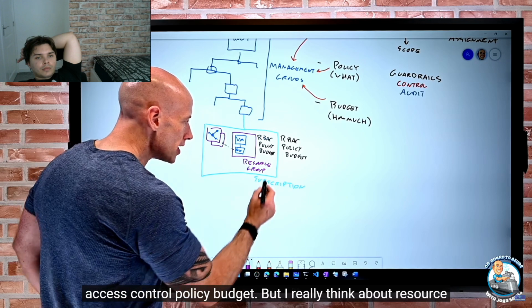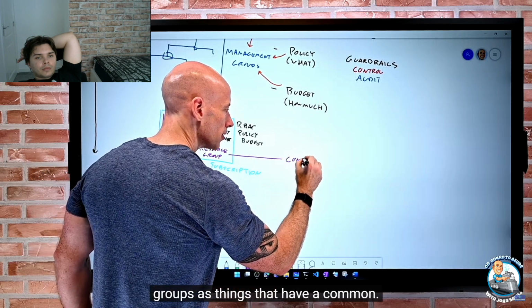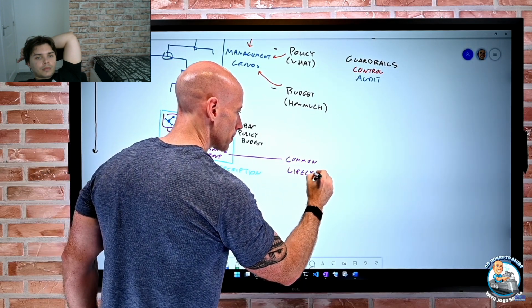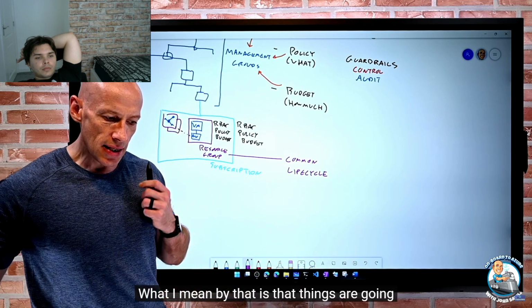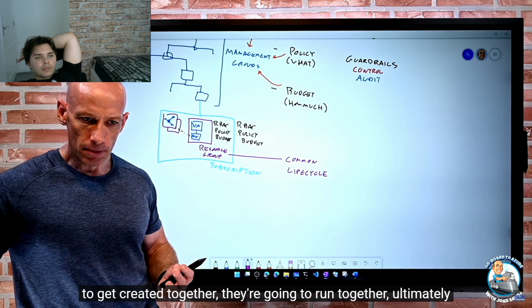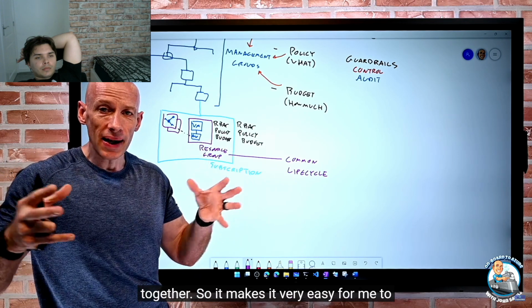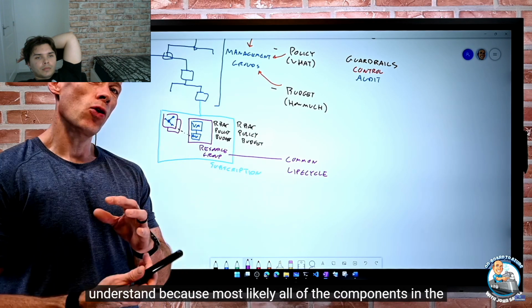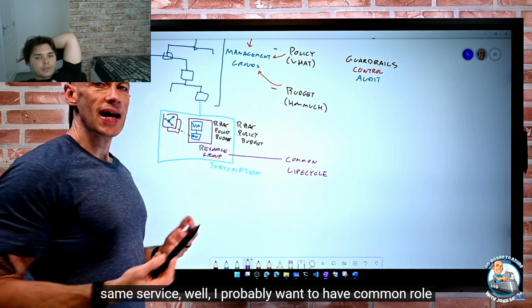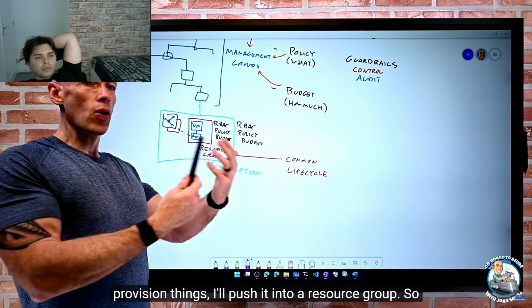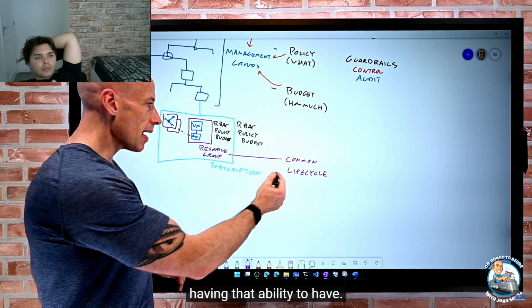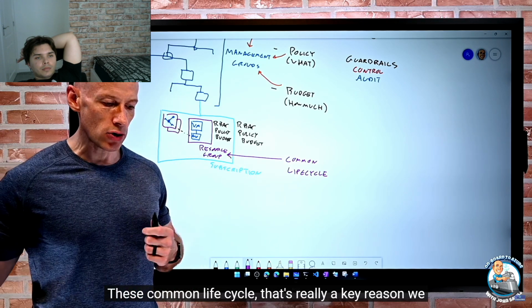But I really think about resource groups as things that have a common life cycle. What I mean by that is the things are going to get created together. They're going to run together. Ultimately, they're going to get deleted together. So I put them in a resource group as that boundary, really that coupling together. So it makes it very easy for me to understand. Because most likely, all the components in the same service, well, I probably want to have common role-based access control, or maybe common budgets. When I deploy and provision things, I'll push it into a resource group. So having that ability to have this common life cycle, that's really a key reason we would use resource groups.